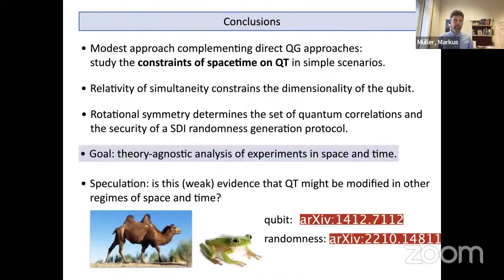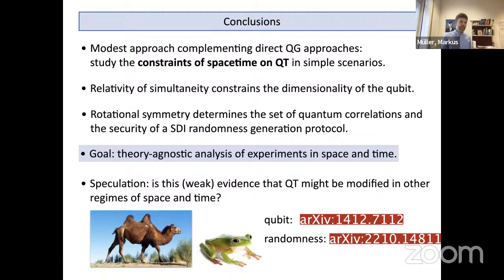Let me conclude. So this is, I think, a modest but fun approach. I think of it as complementing direct quantum gravity approaches. Well, I'm absolutely not doing quantum gravity, but it's a motivation for me to see if there's something to be learned by that. The idea is really to study the constraints of space-time on quantum theory and do this in simple scenarios. You could think of going to more complex scenarios with, say, networks of events, perhaps, and SO(3) or the Lorentz group, and basically spin networks and things like this. But I think even the simplest scenarios are quite interesting already.